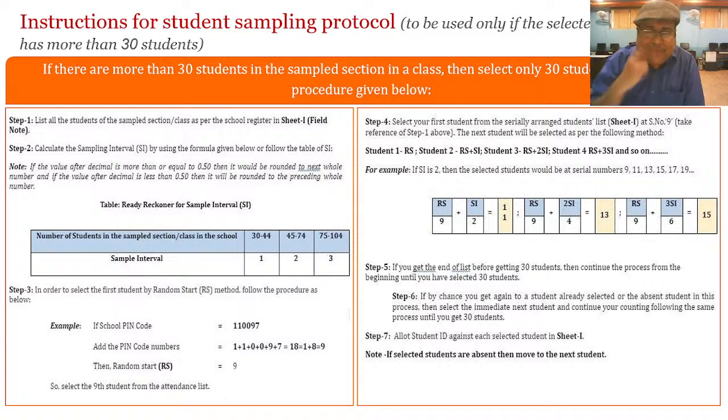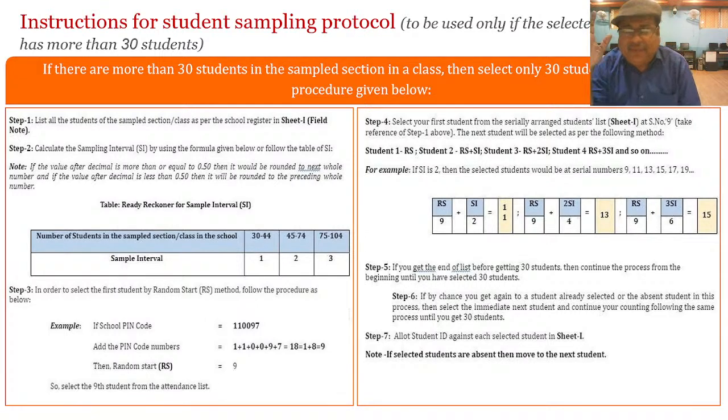And firstly we have the random start, that is 9, and if the sample interval is 2, which is shown over here, then naturally we will select student 9 plus 2, that is 11, again 11 plus 2, that will be 13, and we will keep coming in the cyclic manner in the same way.